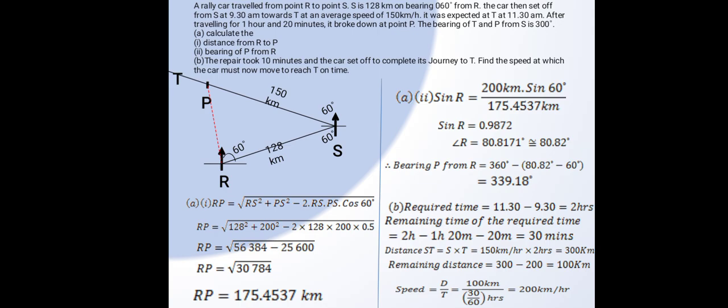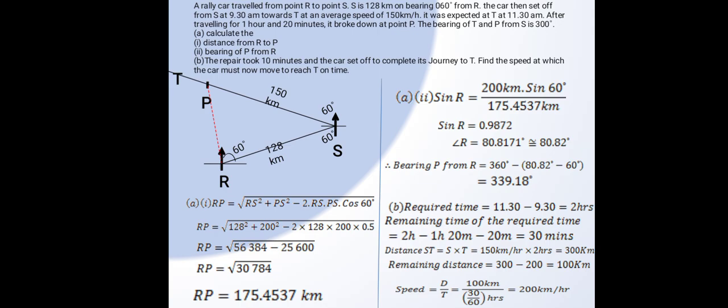P is, taking that arrow at R as the compass, you can see that in order to get that P, we have to get 316 less 80.82 and less 60, which becomes 339.81 degrees. So the bearing is 339.81 degrees.